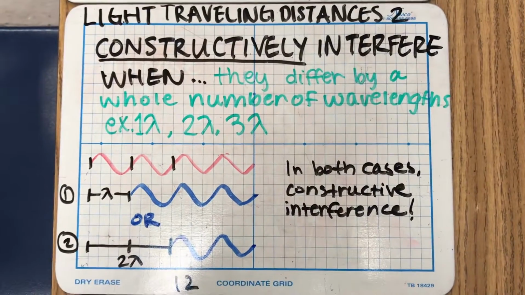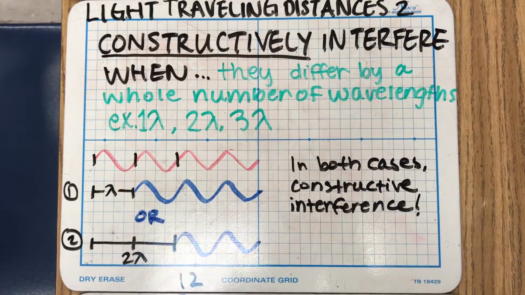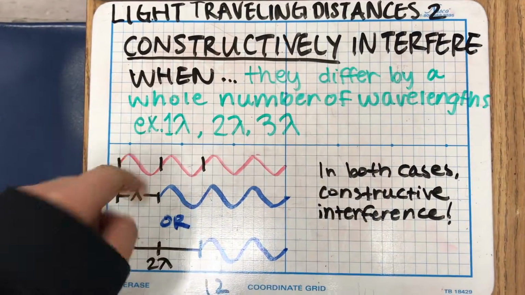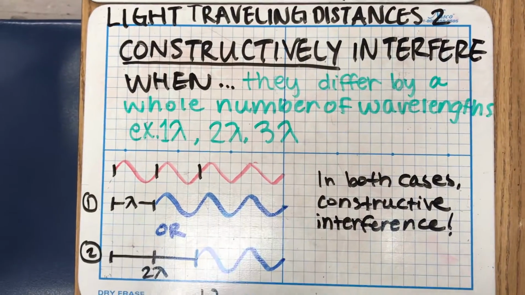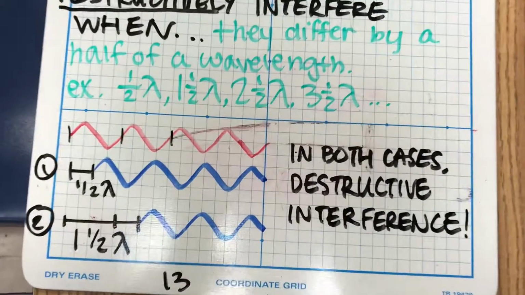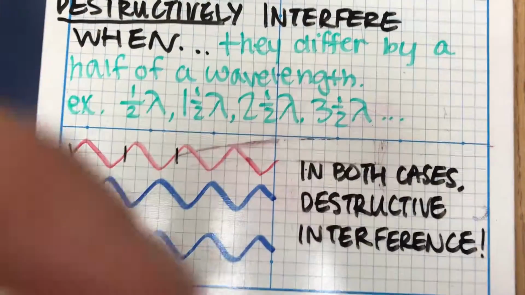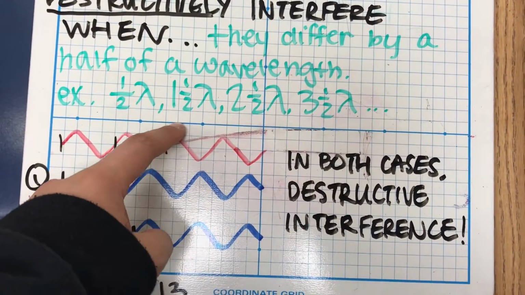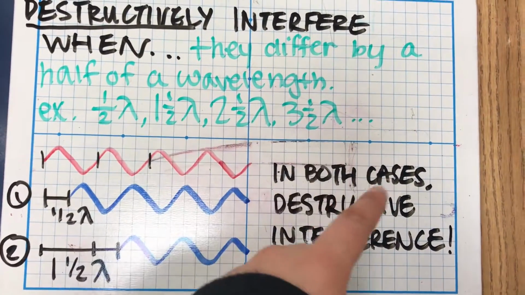We get constructive interference when these two waves differ by a whole number of wavelengths. For example, 1 wavelength, 2 wavelengths, or 3 wavelengths, or even more. On the other hand, you'll get destructive interference of these two waves when they differ by half of a wavelength. So 0.5 wavelengths, 1.5 wavelengths, 2.5 wavelengths, and more.